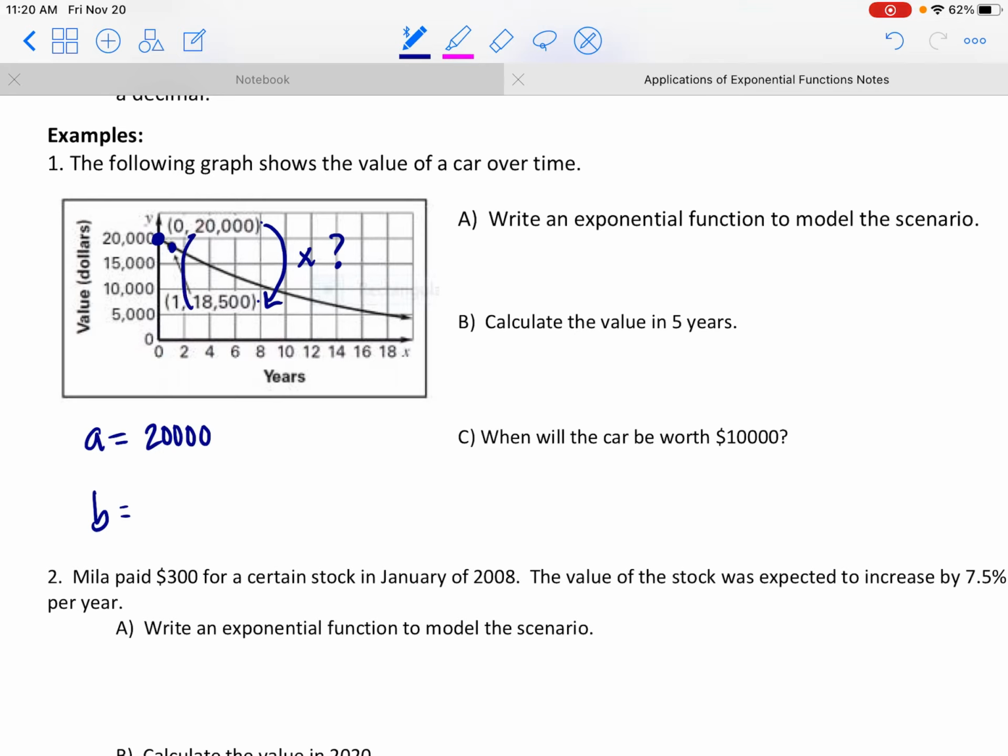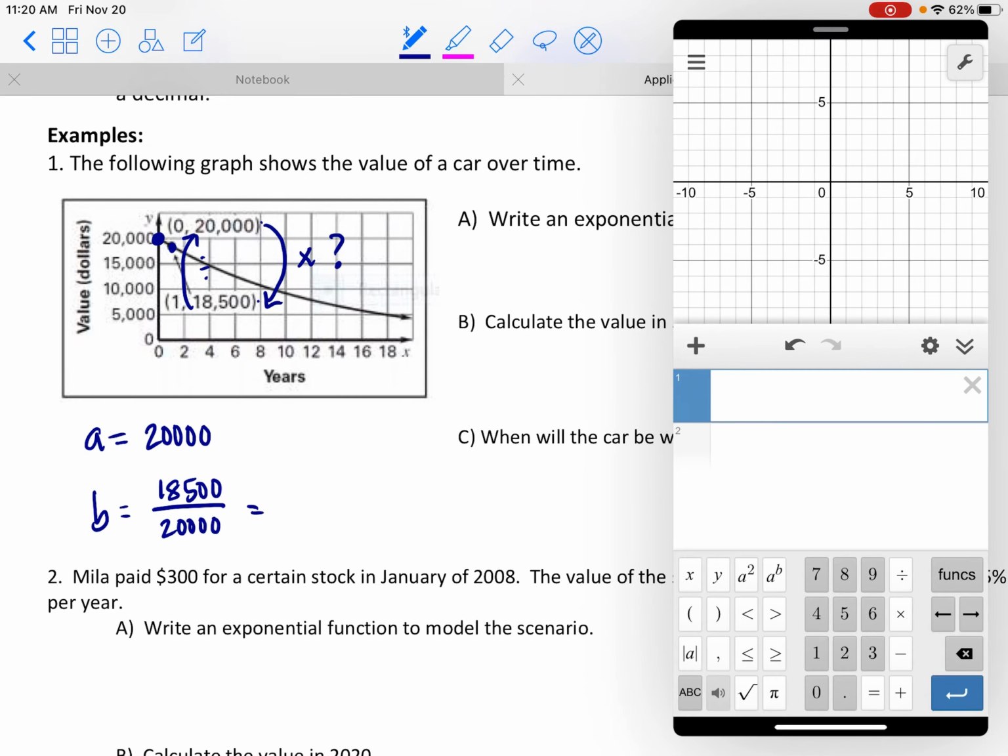I'm going to work in reverse using division. So I'm going to take my second y value, 18,500, and divide by my first y value, which is 20,000, and that's going to tell me what b is. So what is 18,500 divided by 20,000? And it is 0.925. So my base of my exponent being 0.925 means I've gone from my 100% value down to now I only have 92.5% of its value.